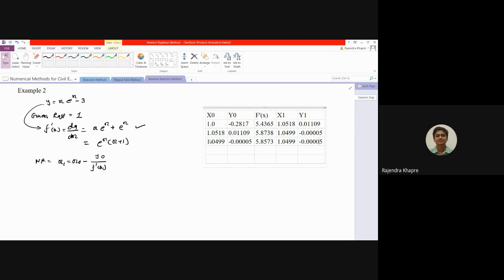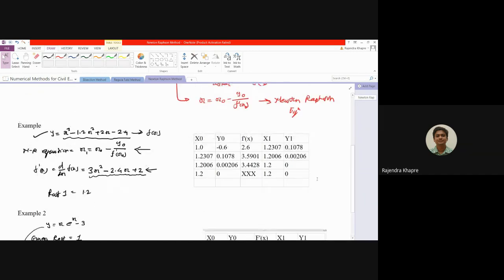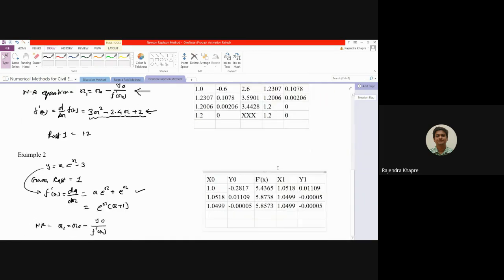All I'm trying to say over here is this method is very very fast, and you can see with the help of both the examples how fast and how accurate this method is. As far as accuracy is concerned, the value of y for both the examples is very close to 0. In fact, in the first example we obtained the value of y as 0, and this is also very close to 0. So this method is very fast, and even more accurate as compared to the bisection method as well as the regula falsi method. I hope you have understood this.